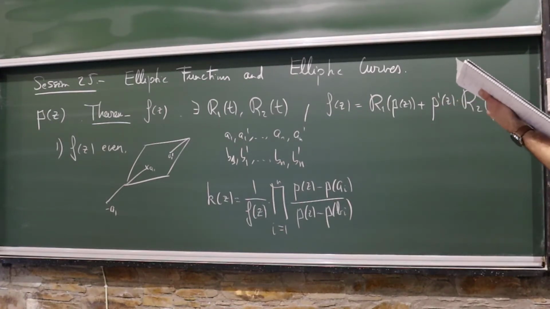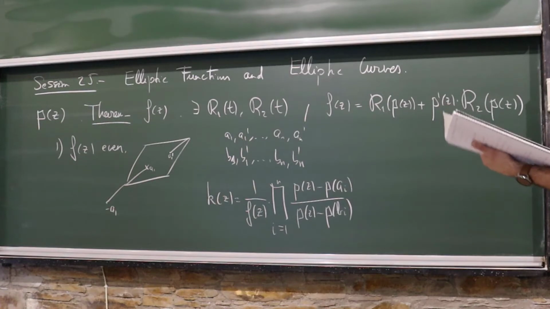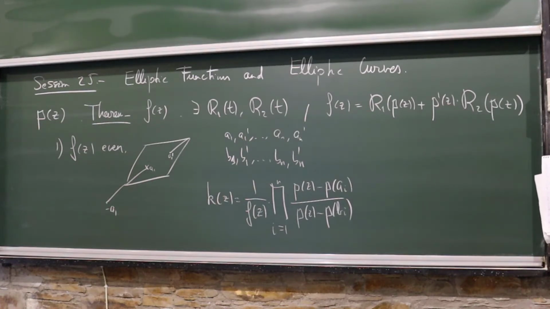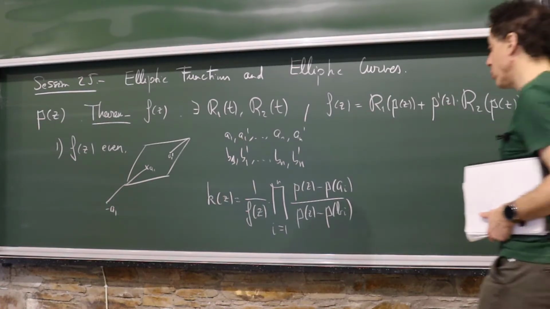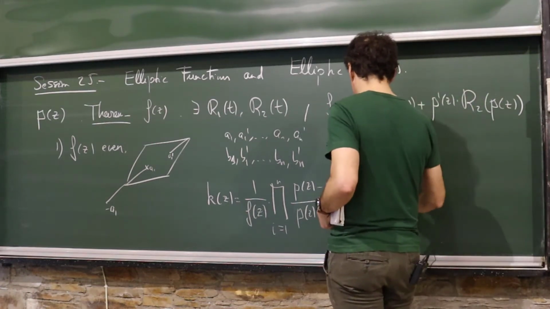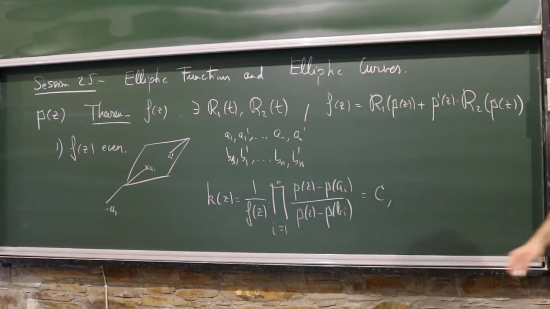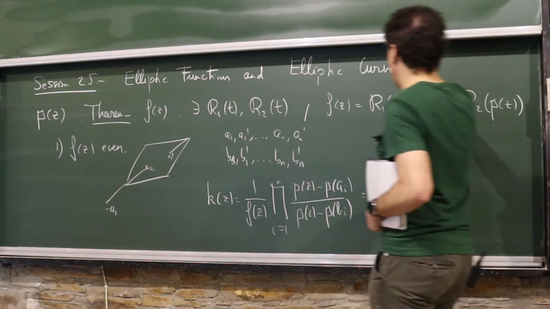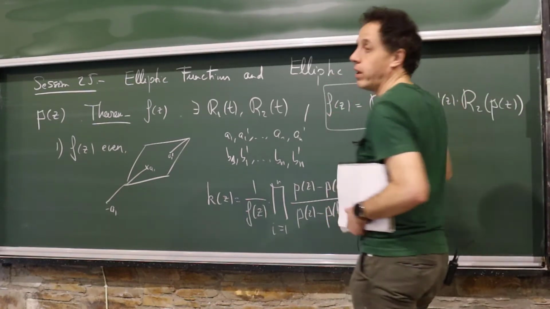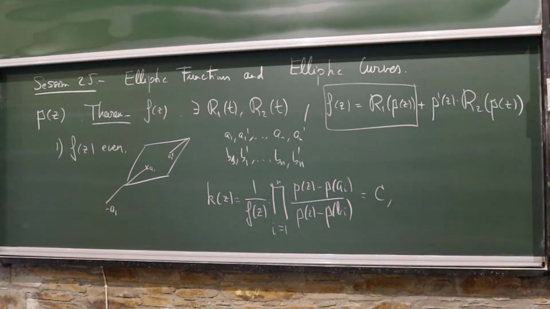This function is holomorphic, and it is an elliptic function, and it is constant. So the function is a constant. So you can write your function f as a rational function of p. That is more or less the idea. You could write f as a rational function of p. So this is the even case.